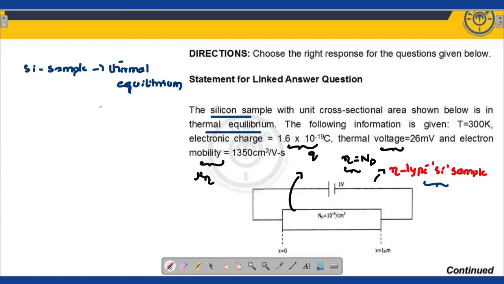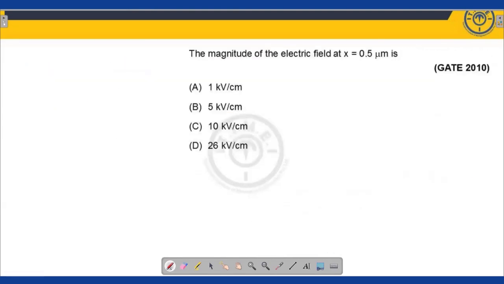When it is in thermal equilibrium, what happens to the electric field? Generally we know the formula V equal to ED. But here, what is the distance? The distance is very important, my dear friends. Here I am taking the distance with the parameter L. So E is equal to V by L, my dear friends.